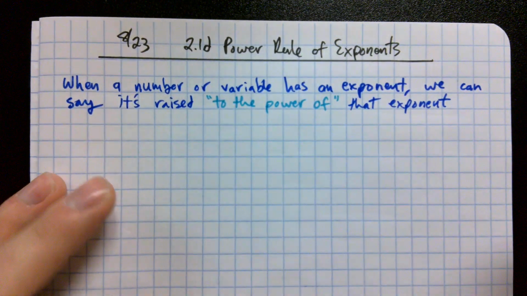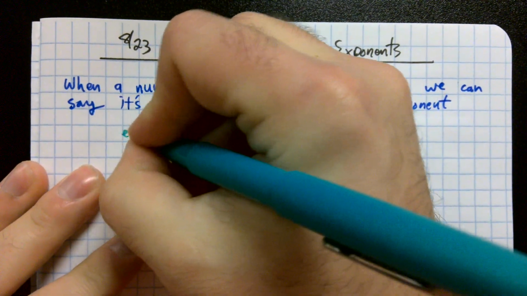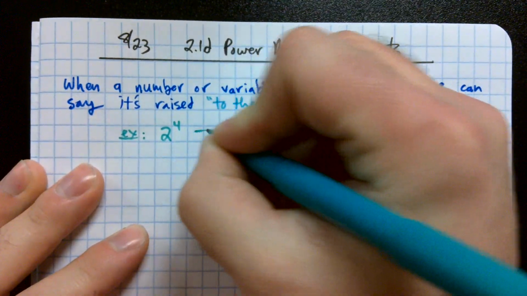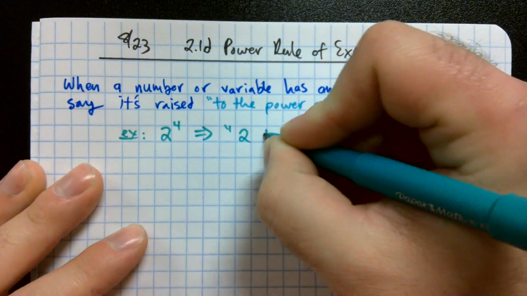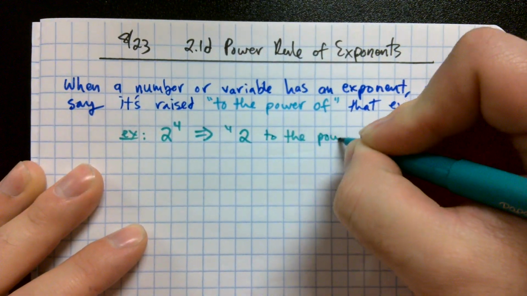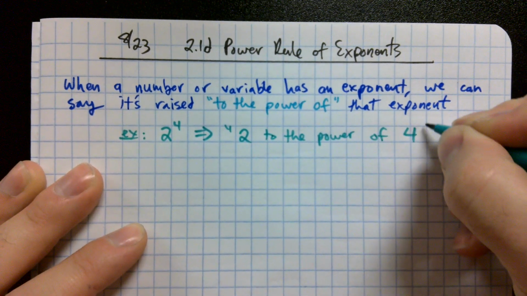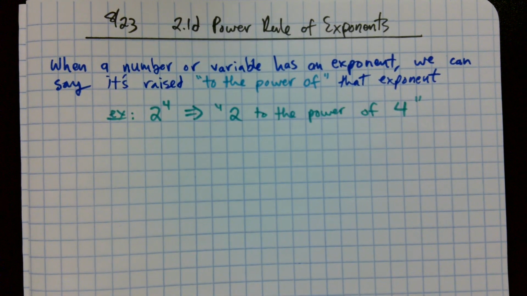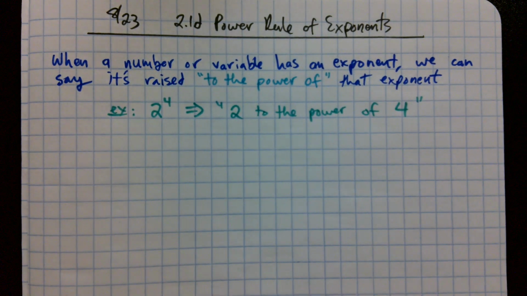For example, 2 to the 4th, we can say 2 to the power of 4. 2 to the 4th, or 2 to the power of 4. So it's a lot easier to say 2 to the 4th, but technically what we're doing is 2 to the power of 4.